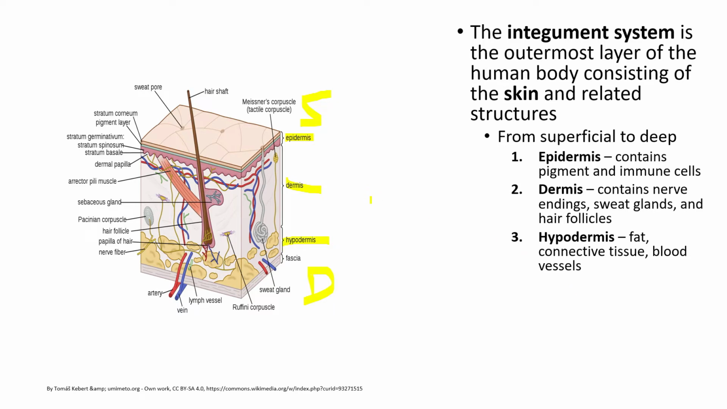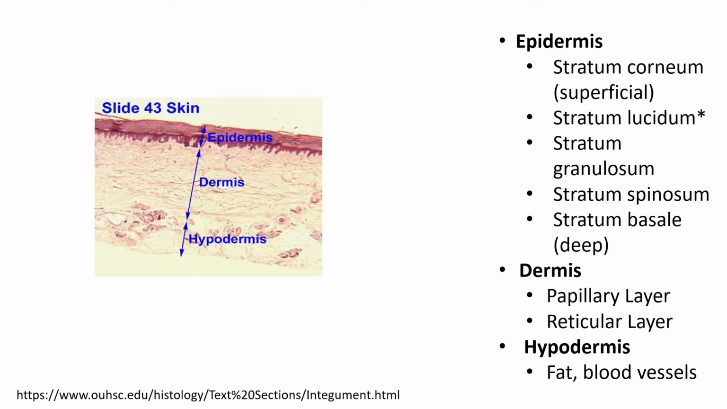So the epidermis is going to contain pigment or melanin, as well as immune cells. The dermis is going to contain nerve endings, sweat glands, and hair follicles. And the hypodermis is going to consist mostly of fat and connective tissue, as well as blood vessels. So this is an H&E slide of the skin. We have the epidermis, the dermis, and the hypodermis from superficial to deep.